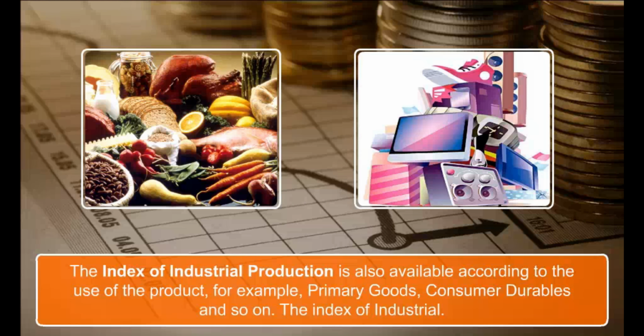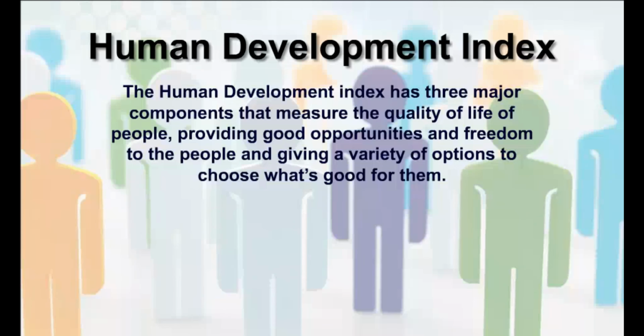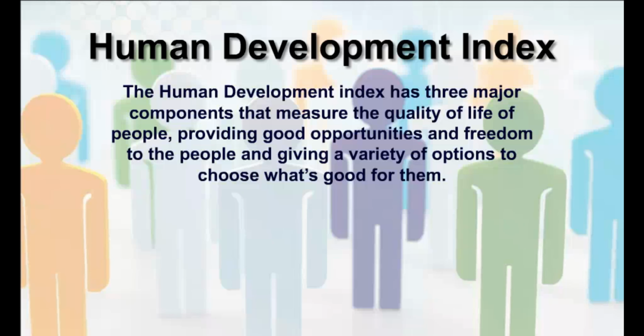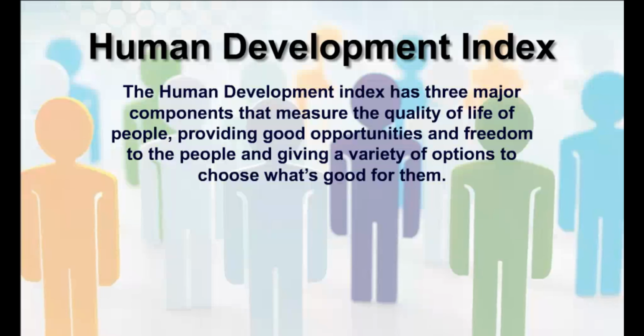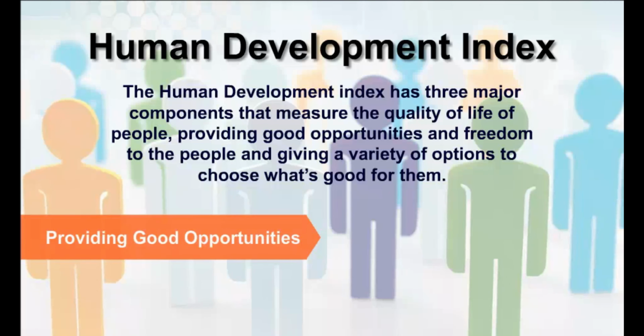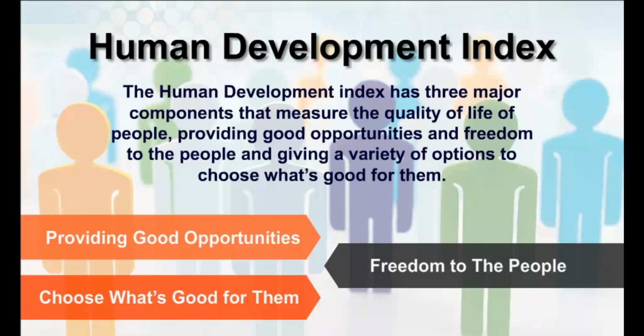Human Development Index. The Human Development Index has three major components that measure the quality of life of people, providing good opportunities and freedom to the people and giving a variety of options to choose what's good for them.